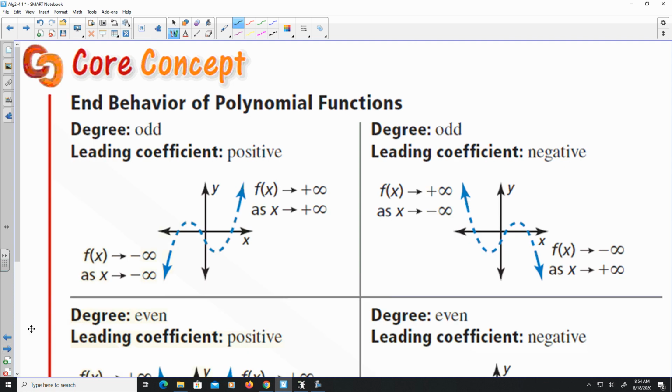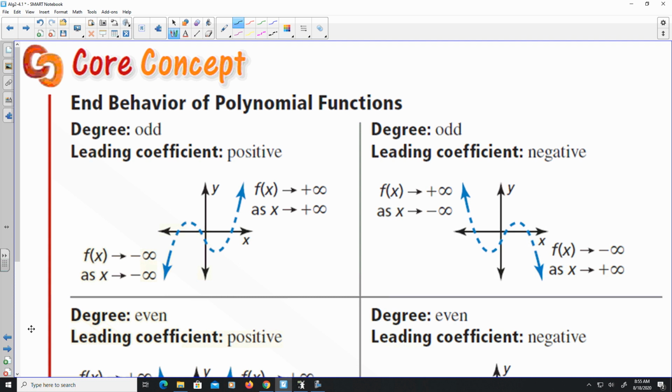All right, so now when it comes to graphing polynomial functions, one of the things that we're going to have to answer is the end behavior of a polynomial function. Now, when it comes to the end behavior of a polynomial function, you're really only interested in two things in the function. First, is your lead degree odd or even, and is your lead coefficient positive or negative?